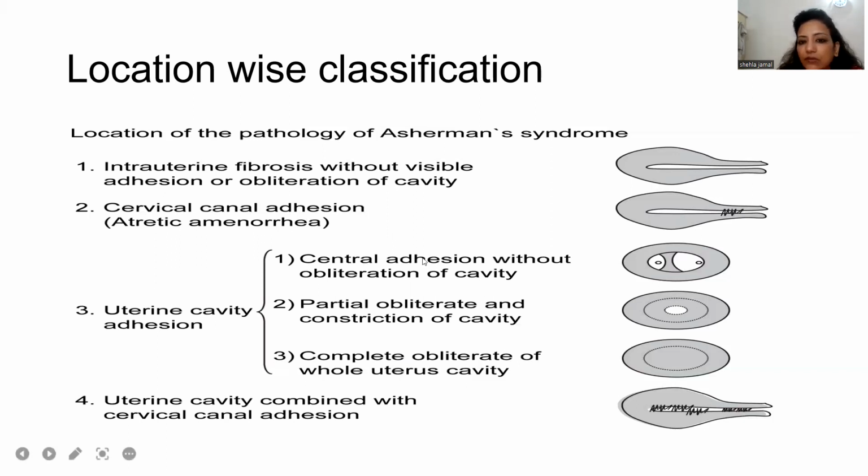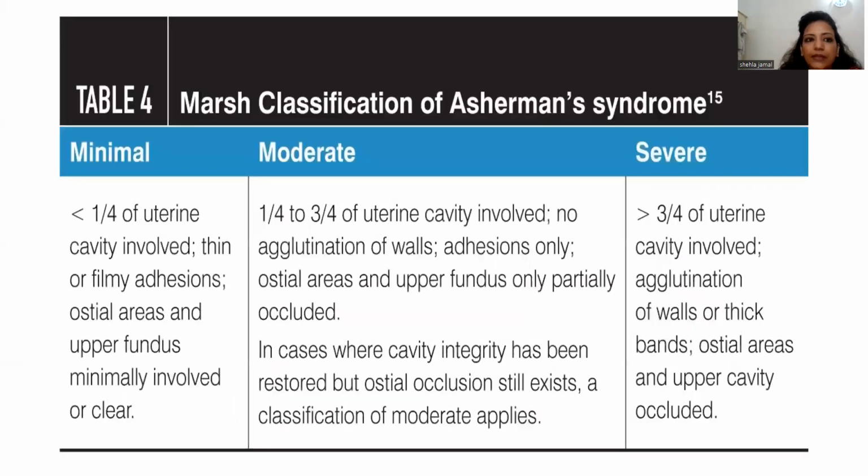One is central adhesion without obliteration of cavity. Second is partial obliteration and constriction of the cavity. And third is complete obliteration of the whole uterine cavity, as you can see. Fourth category is uterine cavity combined with cervical canal adhesion. This obviously is the worst one, where the endocervical canal and uterine cavity, everything has been obliterated by dense adhesions.